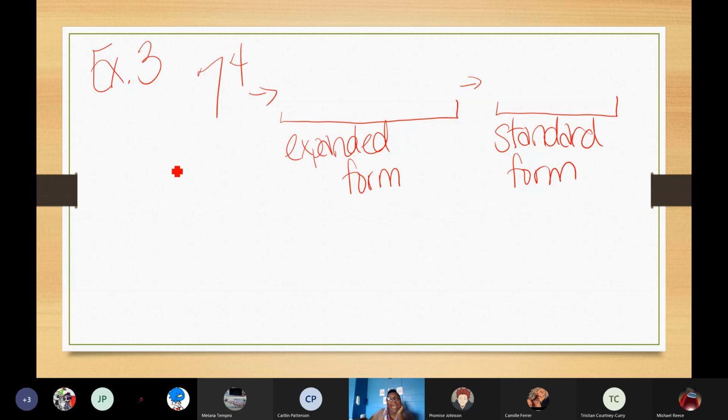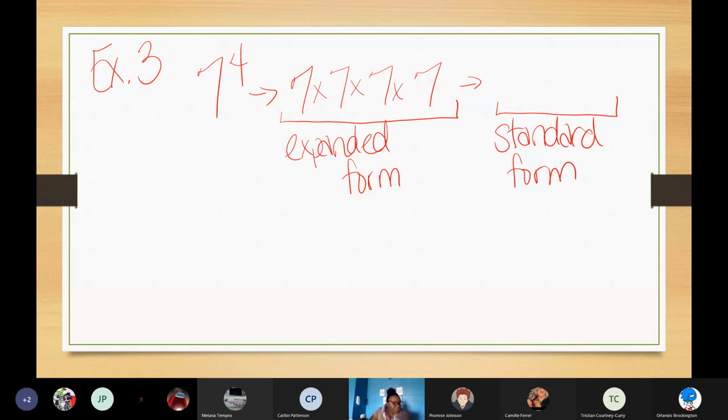So Orlando, when I ask for you to write 7 to the 4th power in expanded form, what should I have written here? 7 plus. Is it 7 plus? Yes. It's times, sweetie. Whenever we're doing exponents, we're multiplying the base number by itself. So we should have multiplied 7 by itself 4 times.